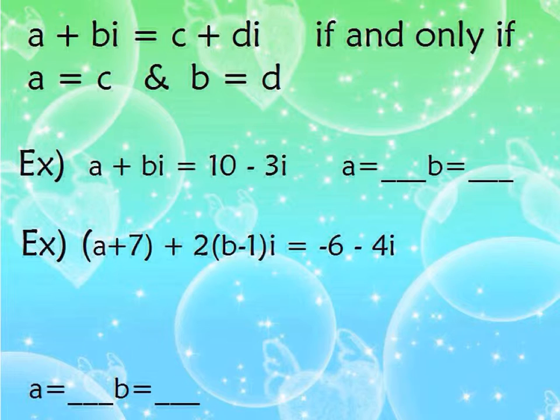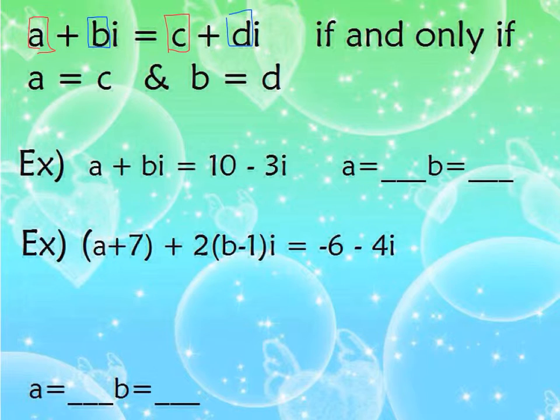Now, when you're dealing with complex numbers in standard form, here's a little rule that we go by. It says a plus bi is equal to c plus di if and only if a equals c and b equals d. That's just saying that this real part here needs to be the same as this real part here if these complex numbers are going to be the same. And it means that this coefficient on your i needs to be the same as this coefficient on the i if these complex numbers are equal.